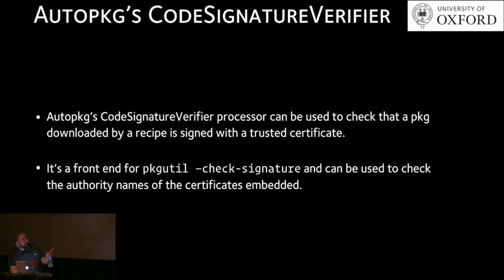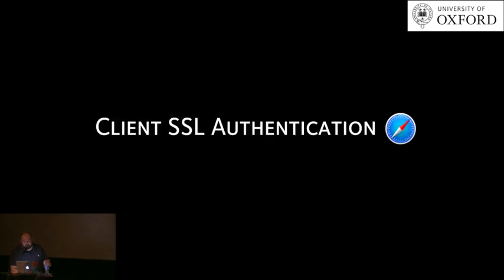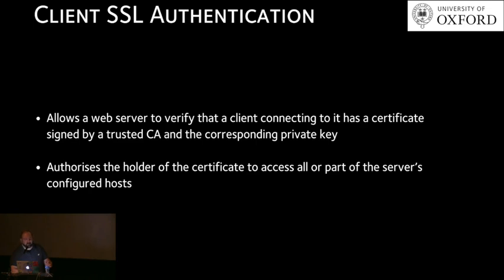And again, AutoPkg code signature verifier uses the same mechanism, package util check signature, to check the authority names of the embedded signatures, certificates. Okay, finally, just want to quickly look at client SSL authentication. So what's this? This is probably the biggest example where we are actually mitigating the use of a password.